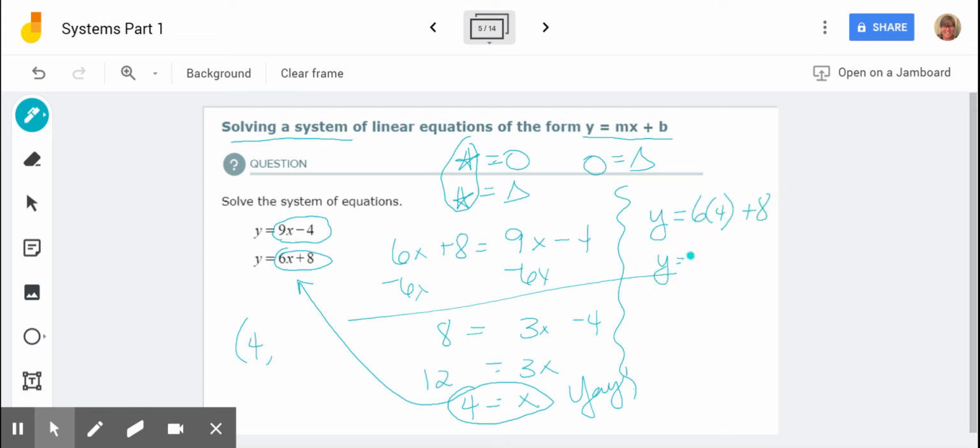Okay, y is equal to 24 plus 8. So therefore, y is equal to 32. So it's a really good practice. See how we plugged it into the second one to get 32? It's a really good practice to double check your answer by plugging it into the first equation. So look, 9 times 4 is 36. 36 minus 4 is 32. Oh, look, we got it. Y equals 32. Check, check. All right.